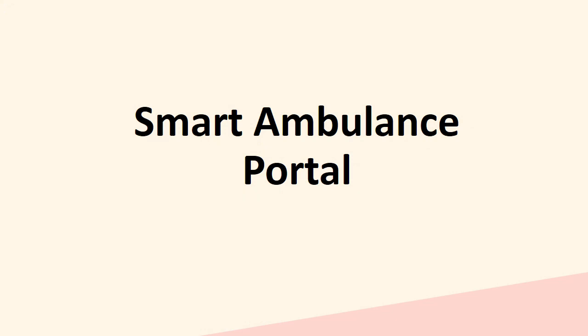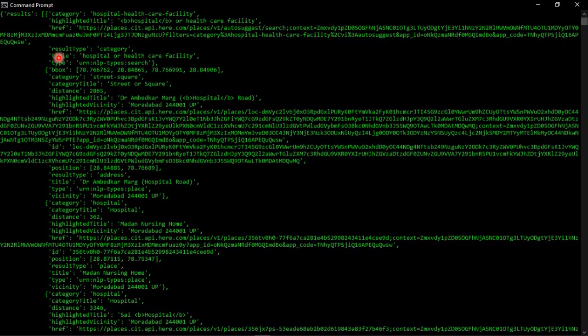Smart Ambulance Portal. This portal is a web-based application. The Smart Ambulance Portal first finds the location of the accident spot. As we can see in the image, these are the accident spots. The first one shows the latitude coordinate of the accident spot. The second one shows the longitude coordinate of the accident spot. Then it will show the nearest hospital to the accident spot, as we can see in that image.